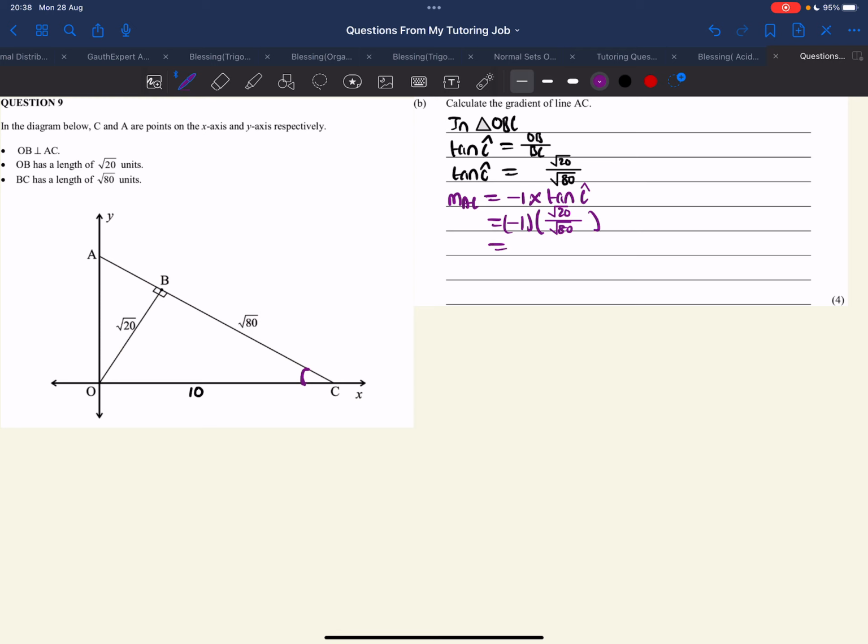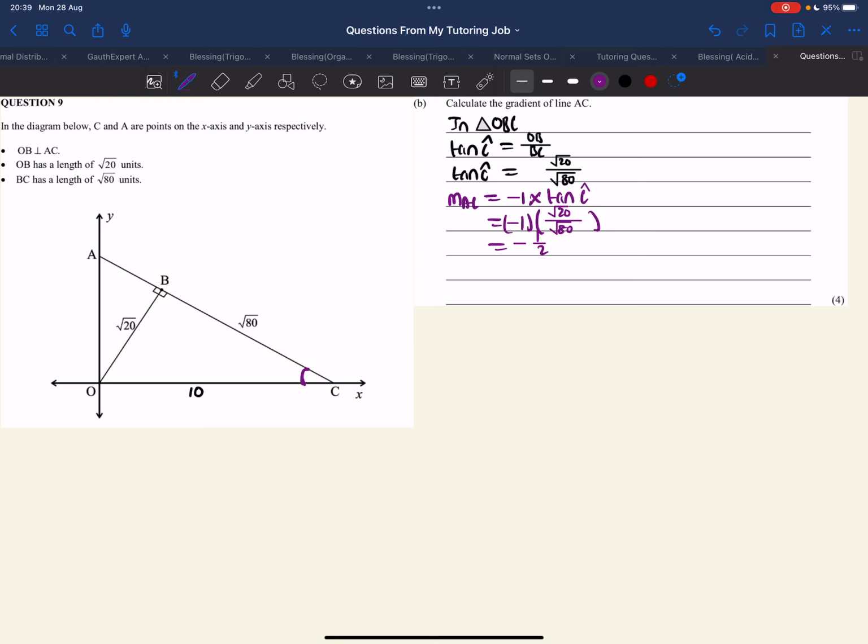And if we do that, you just put it in a calculator: square root 20 over square root 80, your answer has to be minus a half. So you should get minus a half. So the answer to this question is minus a half.